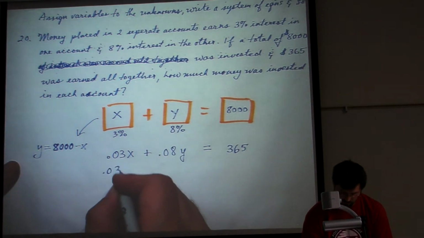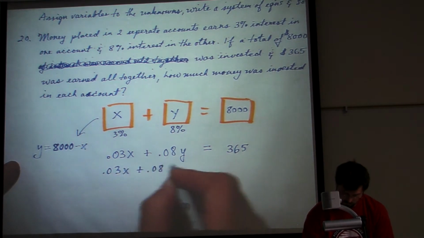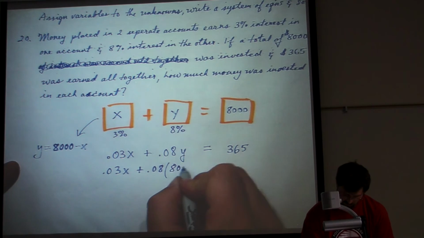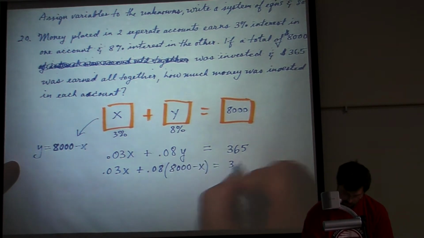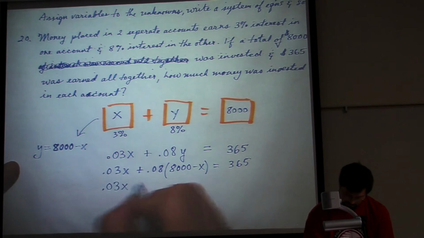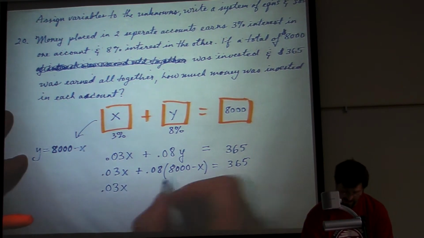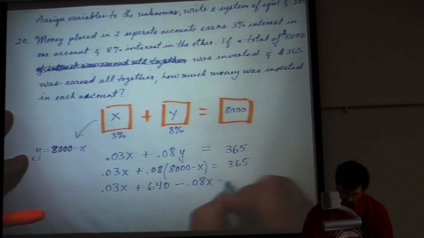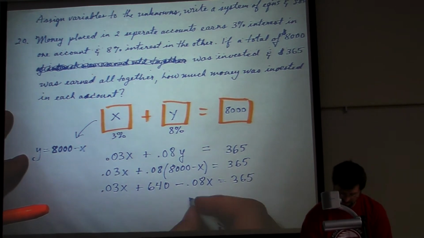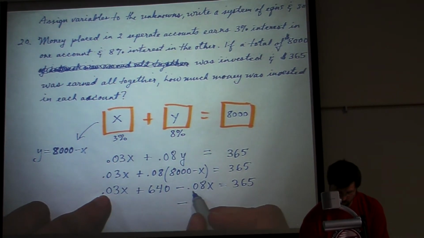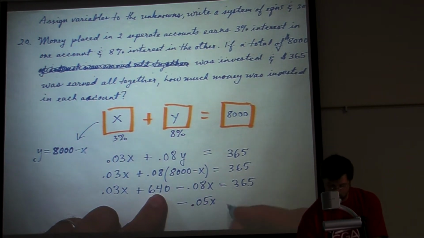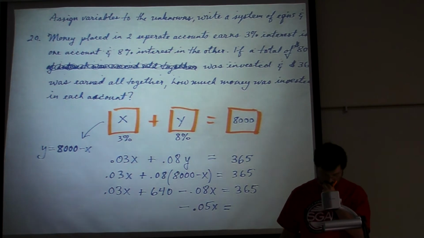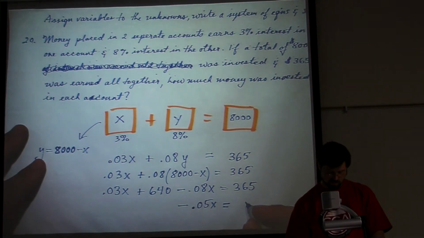So let me do the substitution. So I'm subbing in for Y. And this will come out to that. 8% of 8,000 is $640 minus 0.08x equals 365. This comes out negative when I combine 0.03 and 0.08. Negative 0.08 is negative 0.05x. If I subtract this over, so 365 minus 640, 275.